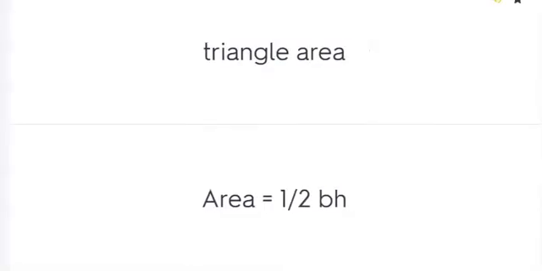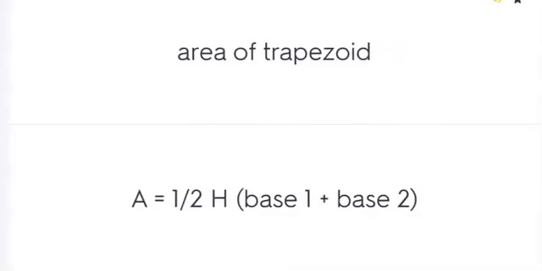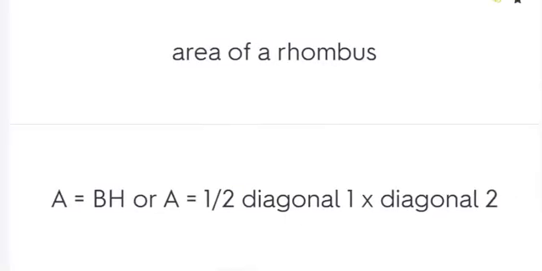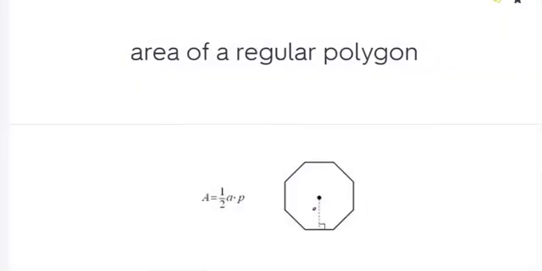Triangle area. Area equals 1/2 BH. Area of a rectangle or parallelogram, A equals BH. Area of trapezoid, A equals 1/2 H(a+b). Area of a rhombus, A equals BH or A equals 1/2 diagonal 1 x diagonal 2. Area of a circle. Area of a regular polygon.